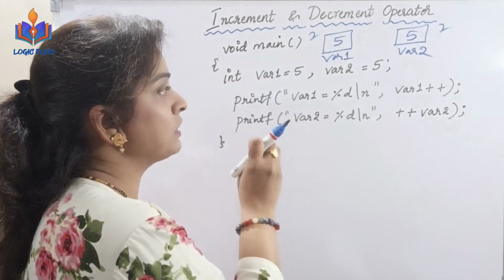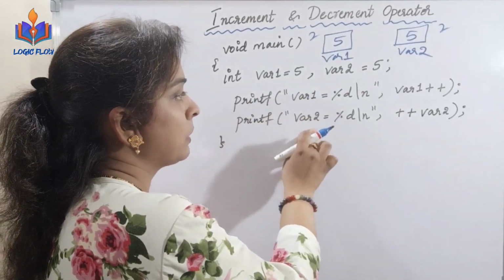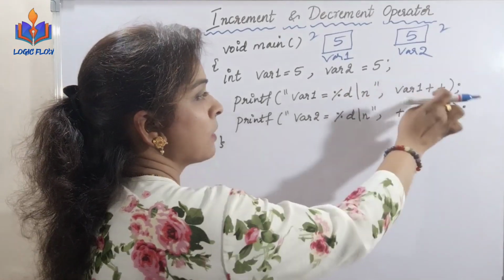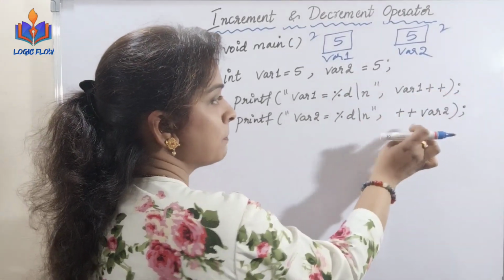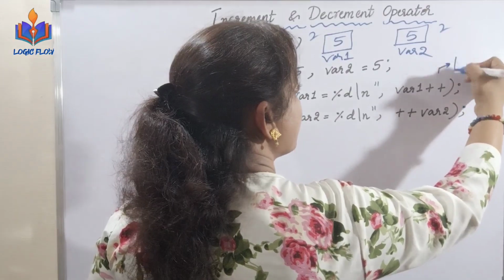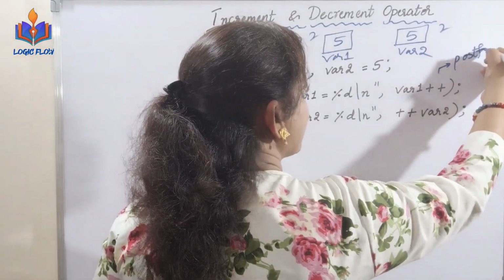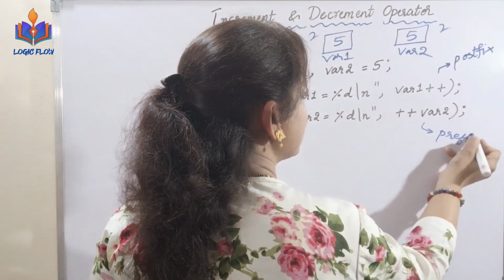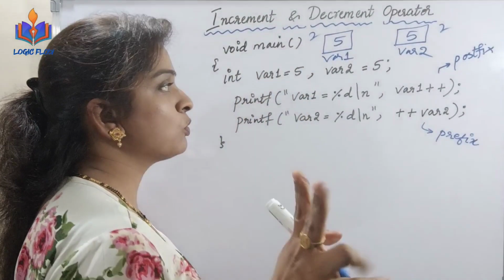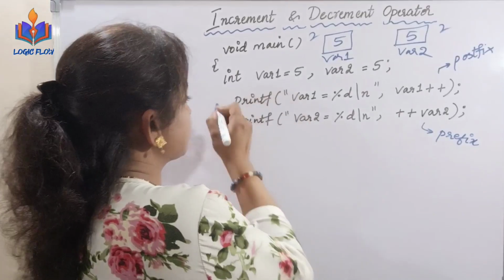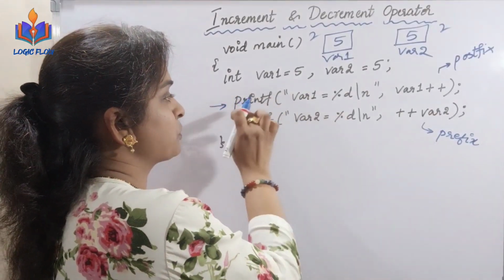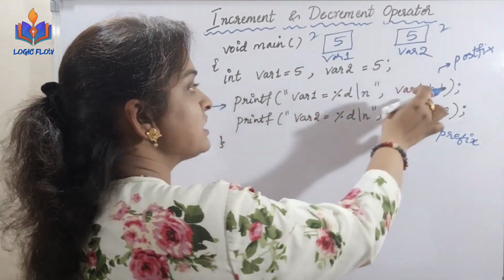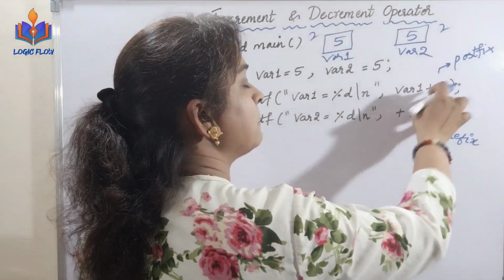Then what we are doing? We are trying to print the value of variable 1 and variable 2, but just observe what we are doing here. We have the postfix and we have the prefix. This is the postfix increment operation and this is the prefix increment operation. So we have two operations here. In this line, what happens? As soon as the compiler comes to this line, it says print the value of variable 1, an integer value, and then var1 plus plus.